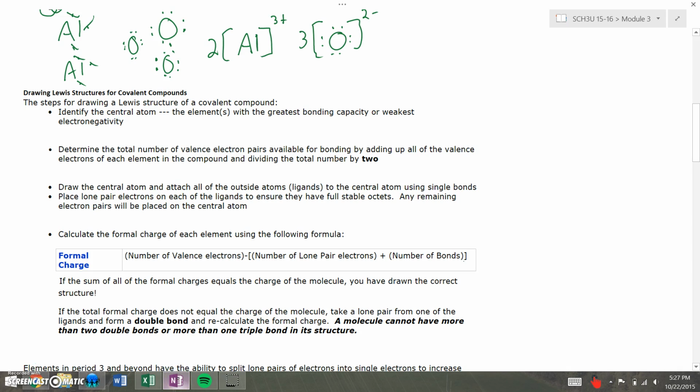Then we want to determine the total number of valence electrons available for bonding by adding up all the valence electrons of each element in the compound, and we'll have a good sense of what's happening here.